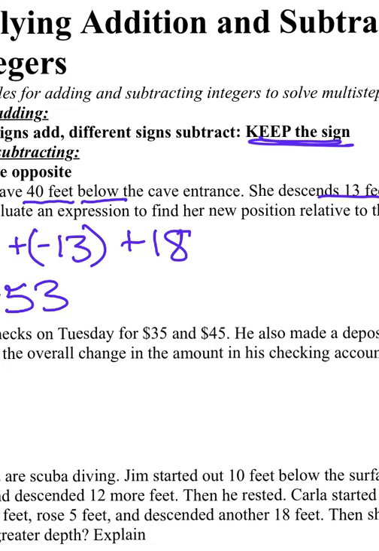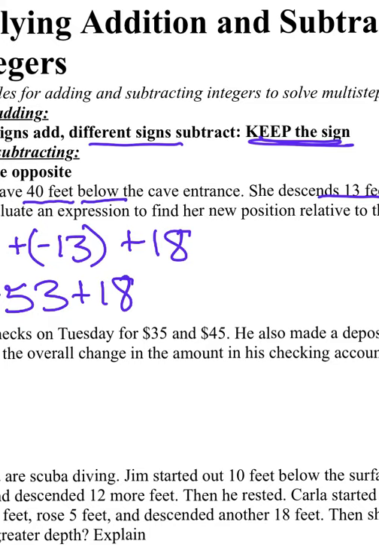Okay, so we're just going to work left to right. Now we still have plus 18. Are they the same signs or different signs? So I'm going to subtract. I take 53 minus 18. So what's 13 minus 8? 5. And what's 4 minus 1? 3.